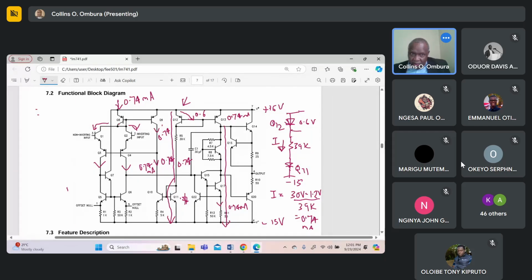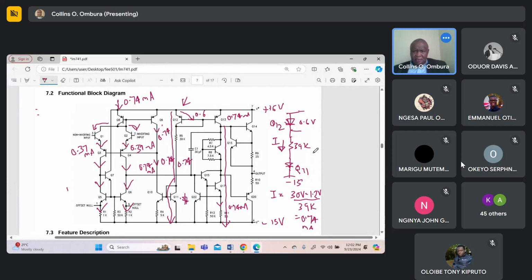That is 0.37. So here you get a current which is 0.37, and here a current 0.37 milliamps. And this current must pass over here. This current must pass over here. This current also must pass over here. This current must pass over here, when the two inputs are grounded, when there's no signal, and you bias your circuit correctly. Okay, that's the quiescent current.